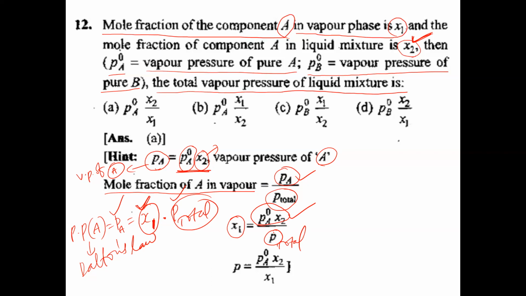From this, if you take P this side, X1 will come to the other side. So P total is equal to PA naught X2 by X1. This is what they ask here: the total vapor pressure of the liquid mixture, P total. Okay, take a screenshot of this one.